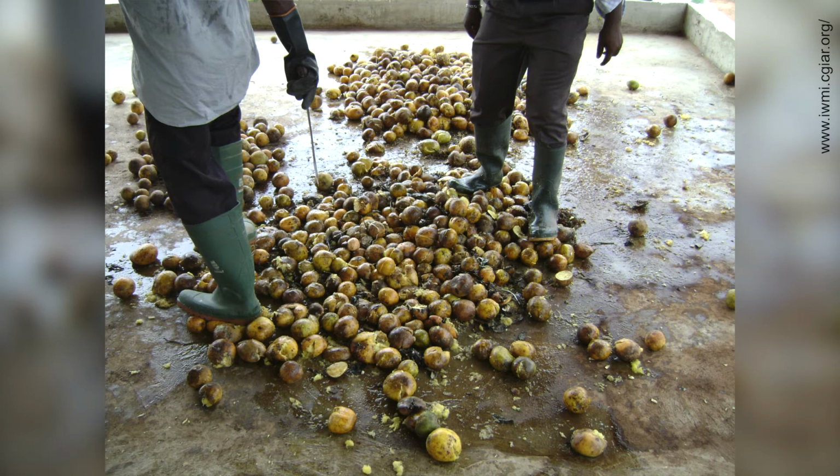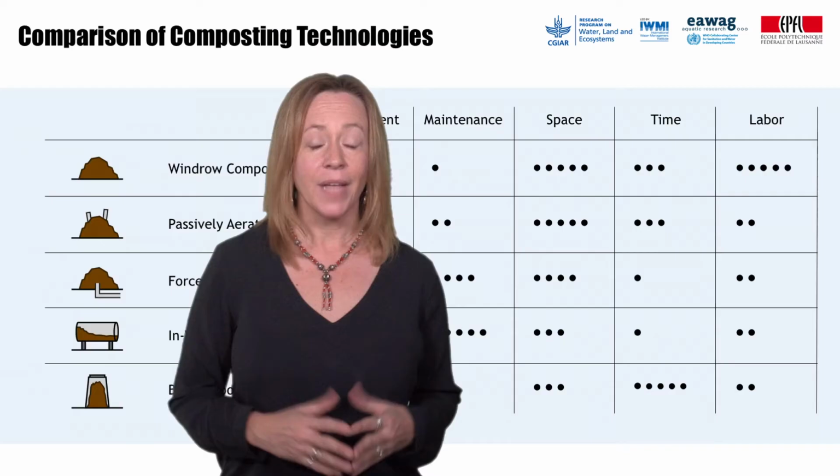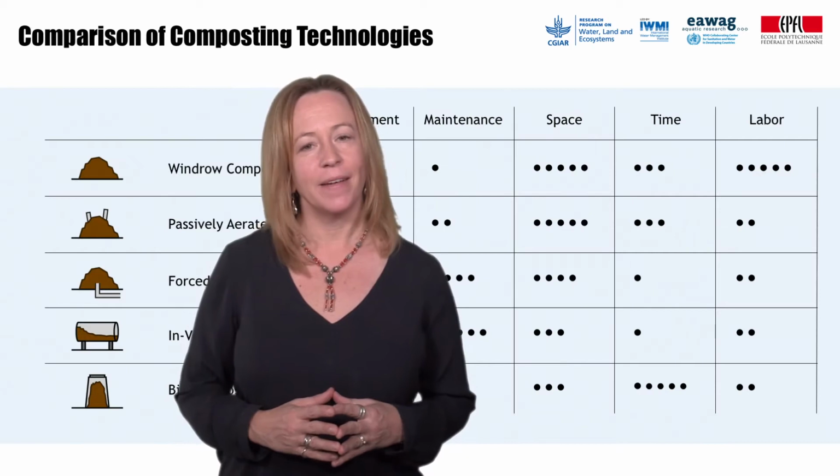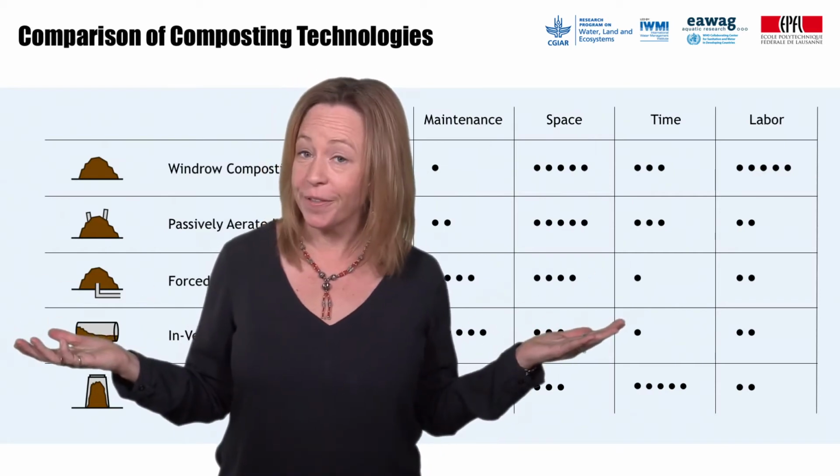Shown here is manually breaking up food waste prior to co-composting. If the dewatered fecal sludge is in large clumps, it also needs to be broken down first. So now you're ready to build your compost pile. Which technology will you use?